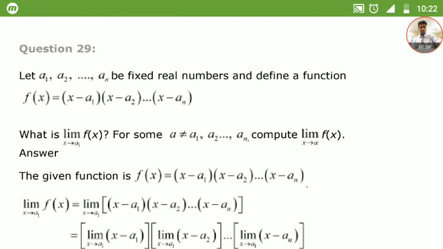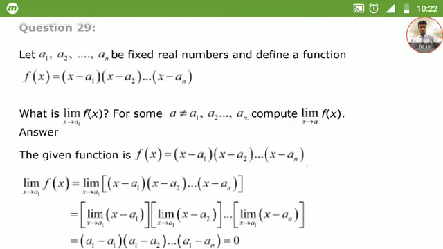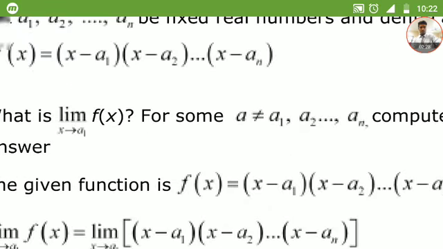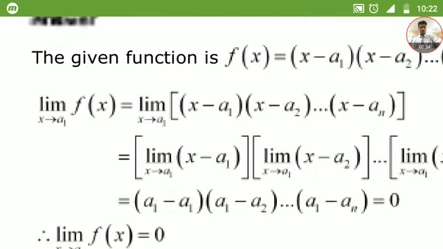And moving on to question number 29, I told you in the class to do it as a homework. For people who haven't done it, kindly look into it now. Now look very carefully. Limit x tends to a1. So you automatically see that x tends to a1, you'll get an answer of 0 out here, because when you put x a1 out here, then you'll get 0 for the first one, and 0 multiplied by anything is 0.